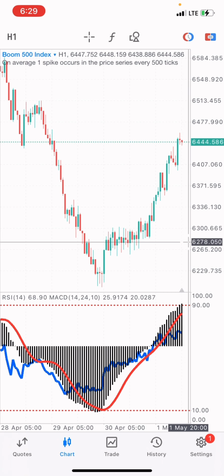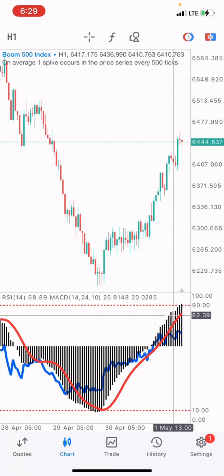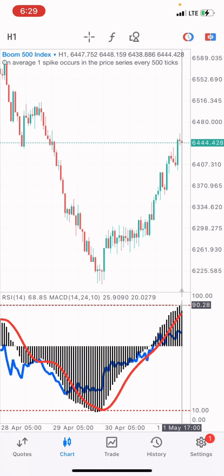So the next step is for the market to sell again, and we see here the MACD is clearly telling us the market is at the overbought because it's at the level of 90. So whenever the MACD gets to the level of 90, the market has gotten to the overbought, right?